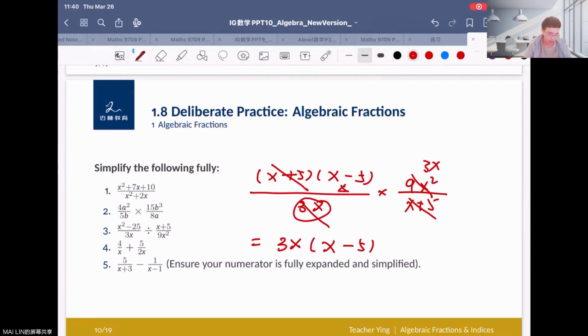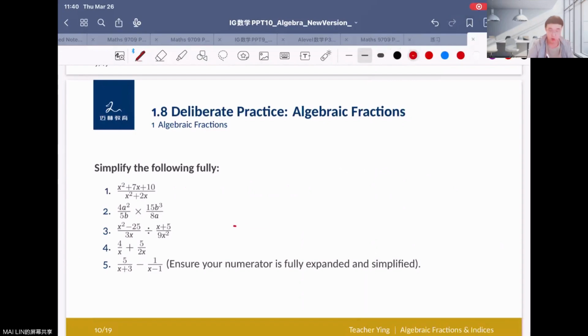Okay, so the fourth part is 4 over x plus 5 over 2x, right? So first of all, you can try to make it into a simplified form. 4 over x can be written as 8 over 2x, right? Plus 5 over 2x, right? This is the simplified form. And then you can add them together. It's over 2x, and 8 plus 5 is 13, right? So the answer is 13 over 2x, okay.